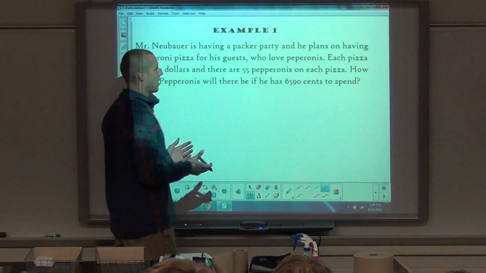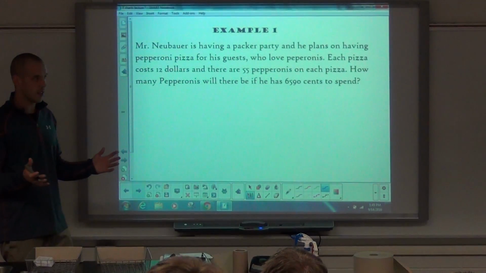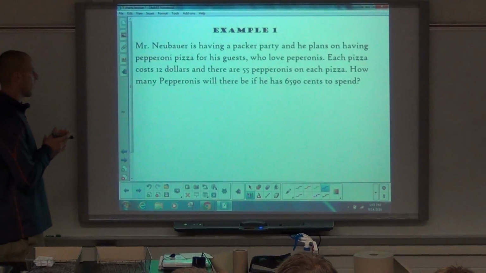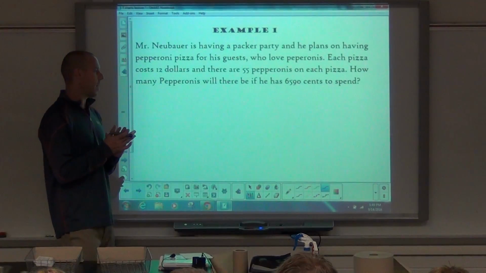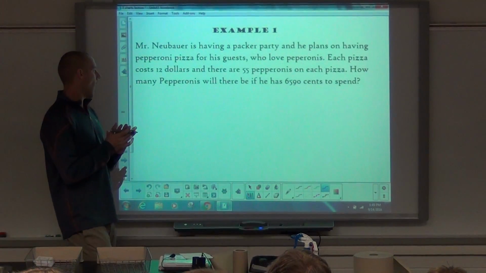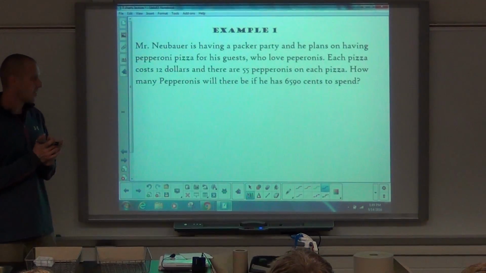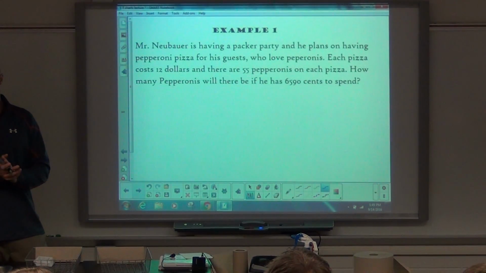So, for this example, because we can convert anything like this, it says, Mr. Neubauer is having a packet party. He plans on having pepperoni pizza for his guests who love pepperonis. Each pizza costs $12, and there are 55 pepperonis on each pizza. How many pepperonis will there be in total if I have 6,590 cents to spend?